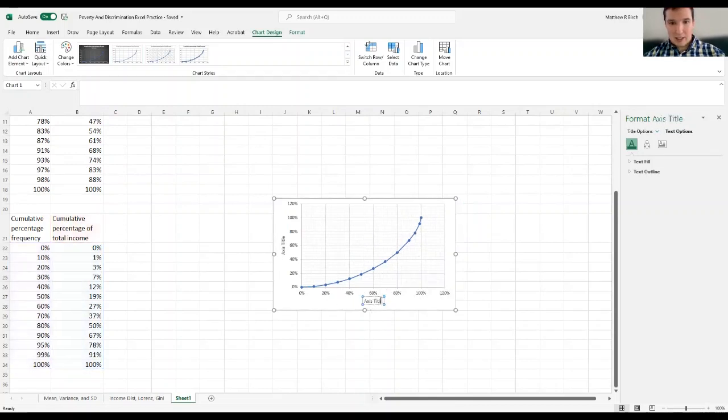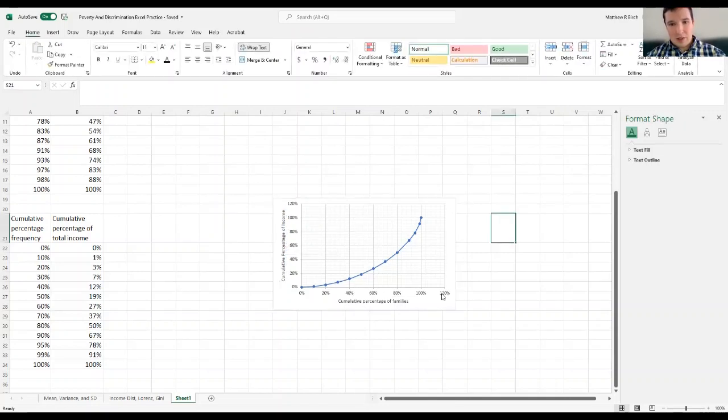And let's see, this is the cumulative percentage of families, or frequency, as the graph says. And this one is the cumulative percentage of income. All right. And so these two things together make my Lorenz curve.